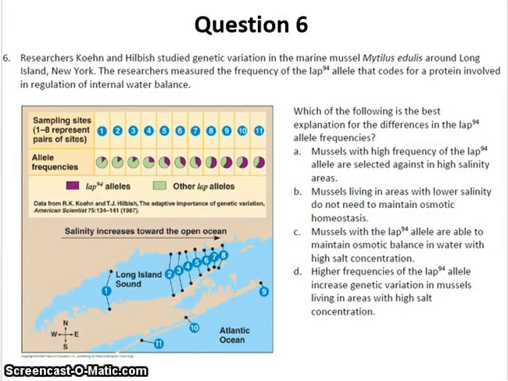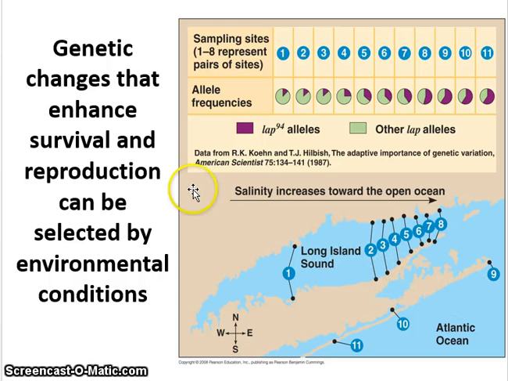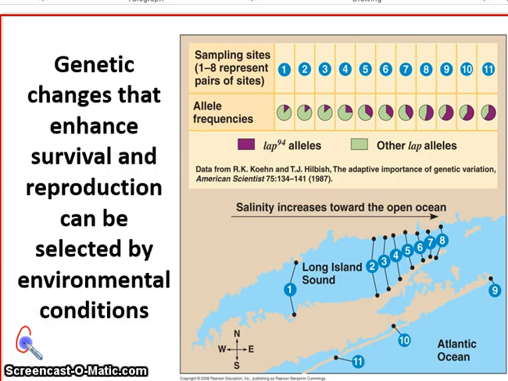That's question number 6. Moving on, this is just reminding us, genetic changes that enhance survival and reproduction can be selected by environmental conditions. This is also the point where I like to remind my students, genes inside you, your genotype, ultimately determines your phenotype, what you look like, and then that can be acted upon by the environment or natural selection.